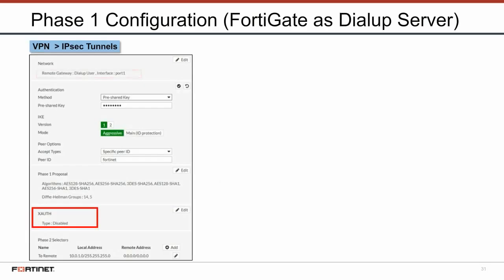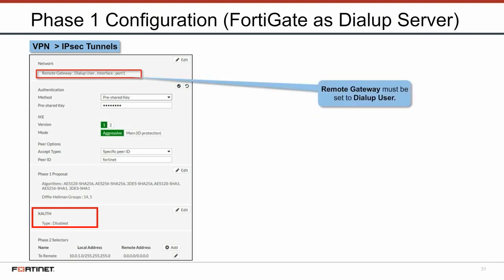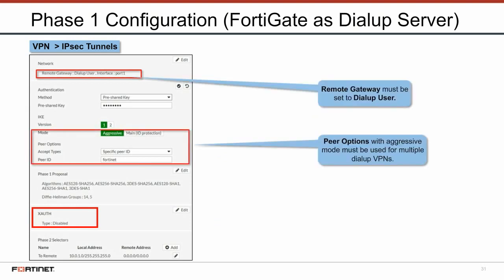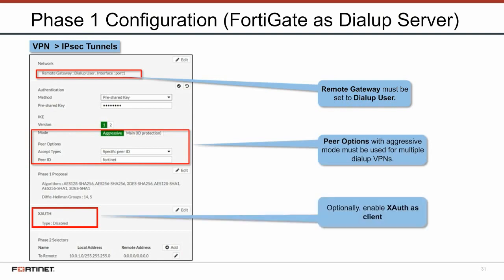You'll start by configuring the Phase 1 for the Dialup server. The Dialup server configuration for FortiClient is more or less the same as you reviewed earlier for the Dialup server for FortiGate as the client, with a few added options. The remote gateway setting must be set to Dialup user. If the Dialup server contains multiple Dialup VPNs, select Aggressive as the mode. The use of peer IDs is required.